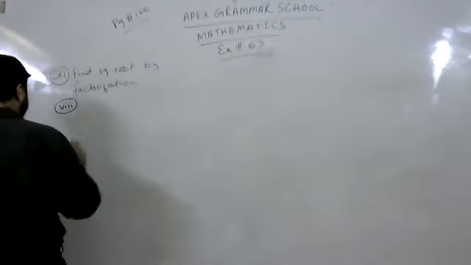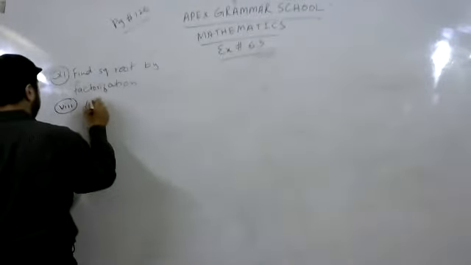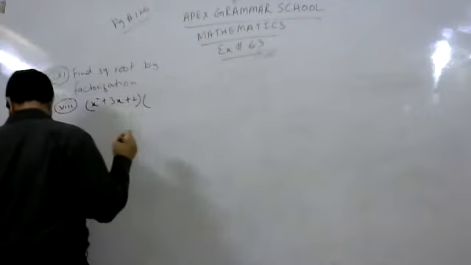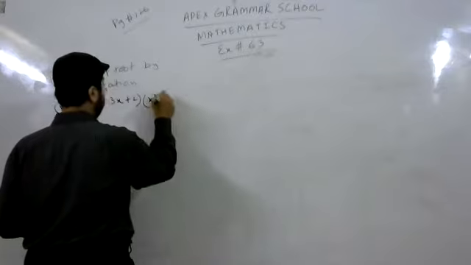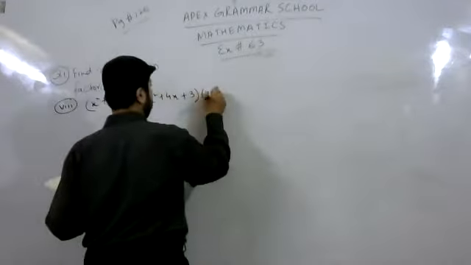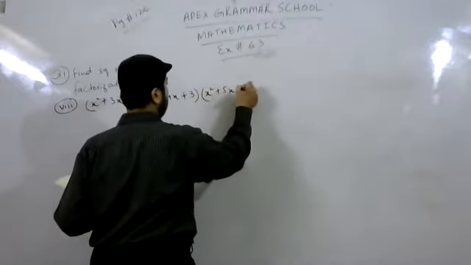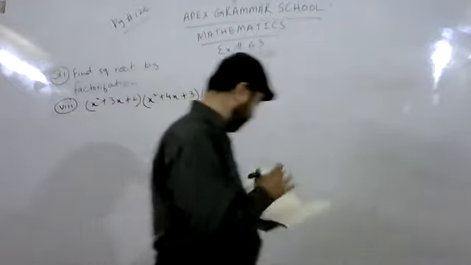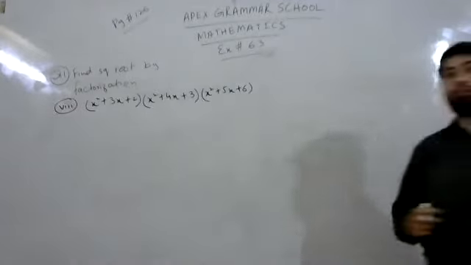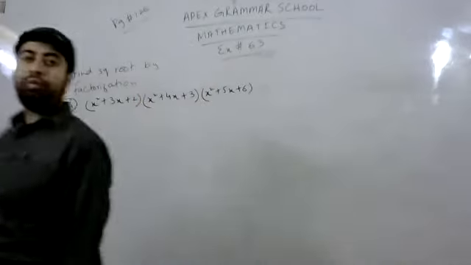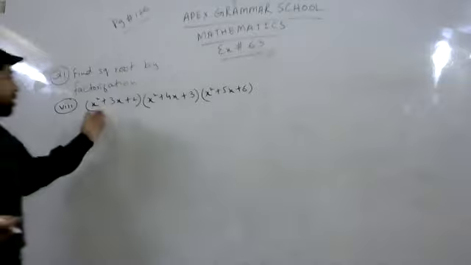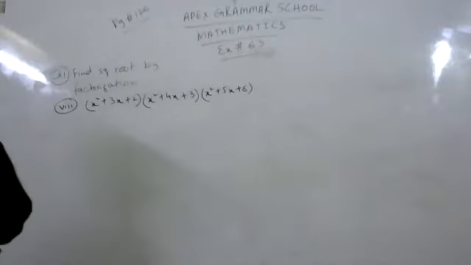Part 8 is to find the square root of x square plus 3x plus 2, x square plus 4x plus 3, and then x square plus 5x plus 6. These are 3 expressions. We need to find the square root of them. But we can find the square root only if this is a complete square.